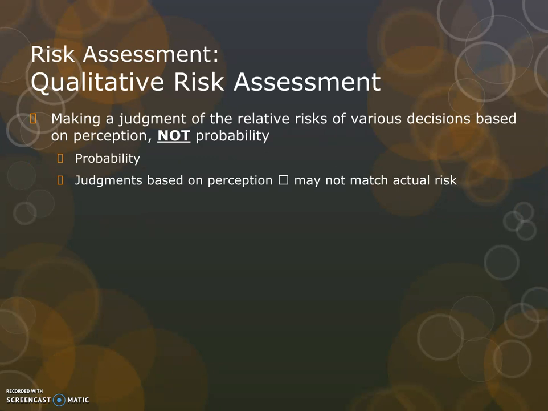A qualitative risk assessment is making a judgment on the relative risks of various decisions based on perception and not probability. So it's not using data, and it may not match the actual risk. It's just something that we know. If we know the speed limit is 45 and the roads are wet, does it make sense to slow down? Does it make sense to slow down in a snowstorm? There's not necessarily data that proves any of that, but it's sort of what we know.